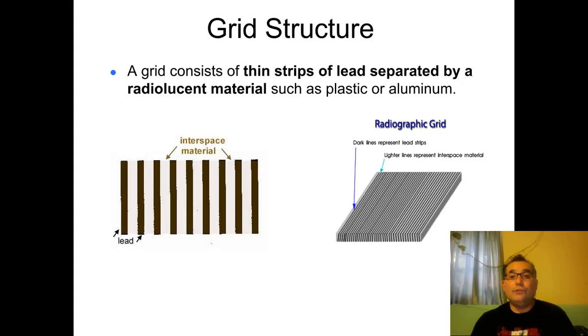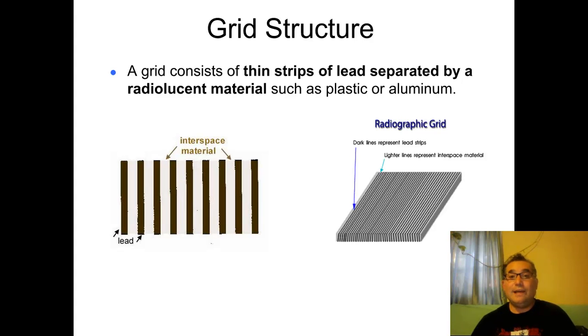So what is it that makes a grid work? Well, a grid consists of very thin strips of lead, little lead lines, separated by a radiolucent material such as plastic or aluminum. In other words, there are lines and spaces between the lines. A photon interacting with any of these lead lines would be destroyed before hitting the image receptor. Thus, that scatter would not end up on your image receptor, and you would improve contrast.